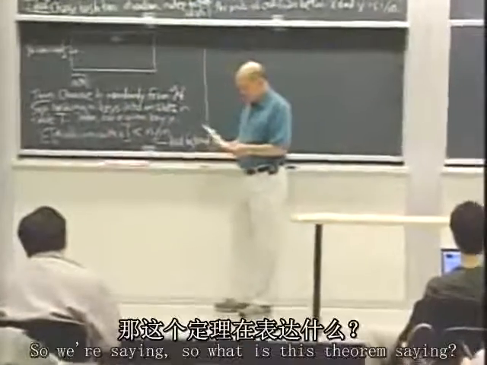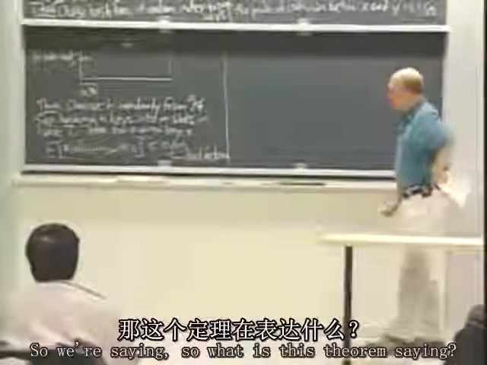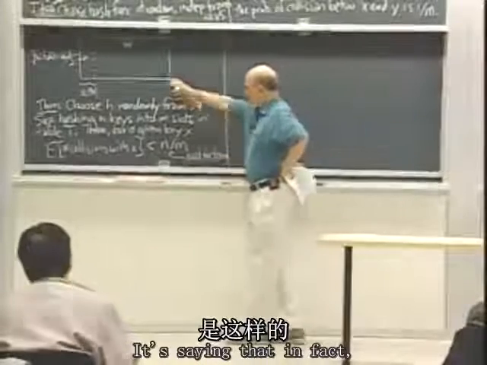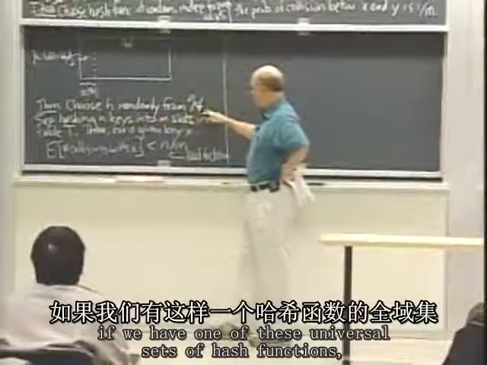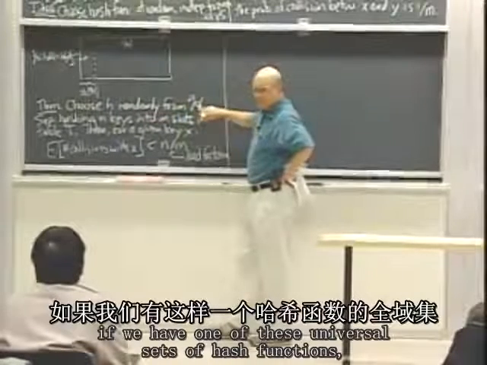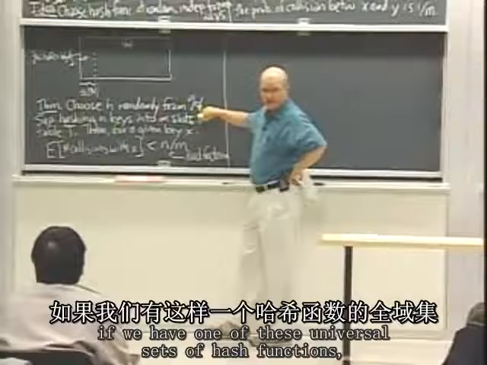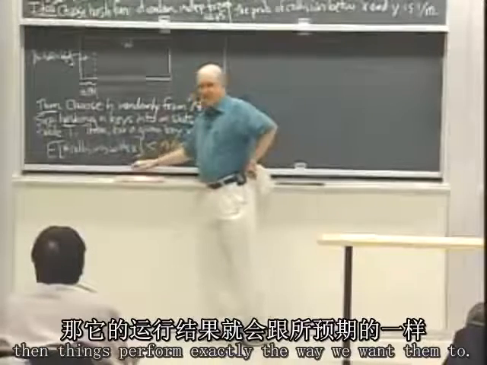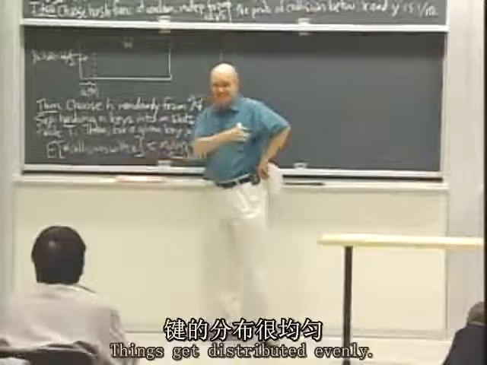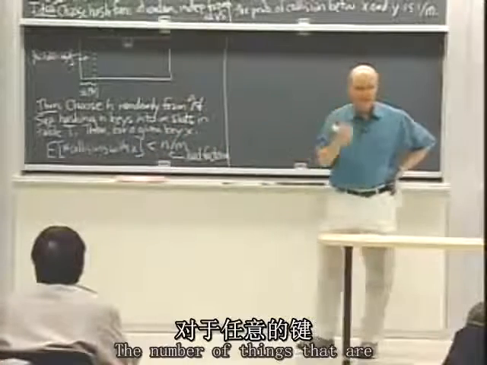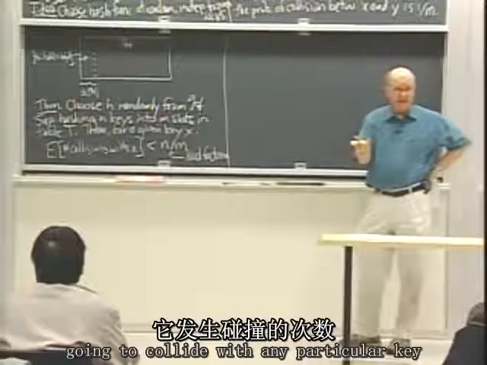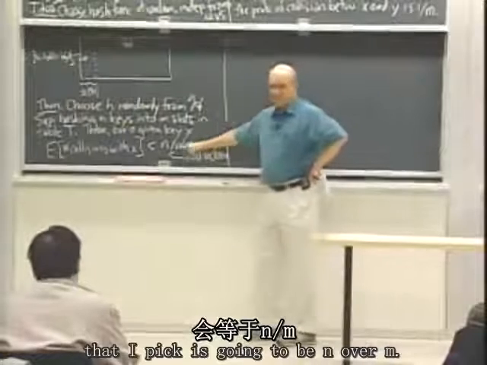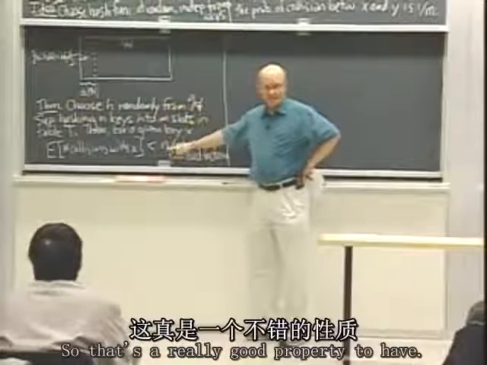So what is this theorem saying? It's saying that if we have one of these universal sets of hash functions, then things perform exactly the way we want them to. Things get distributed evenly. The number of things that are going to collide with any particular key that I pick is going to be n over m. So that's a really good property to have.